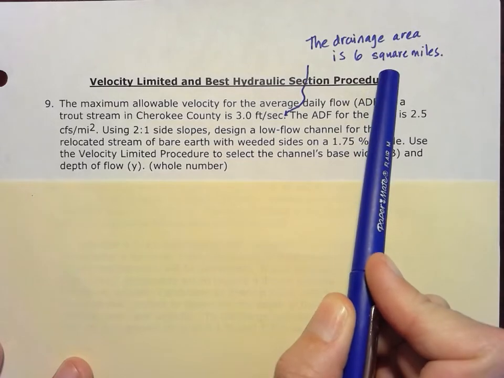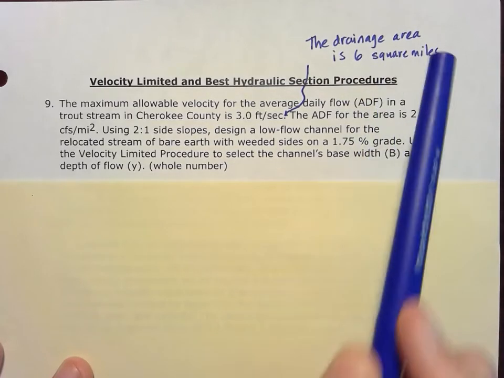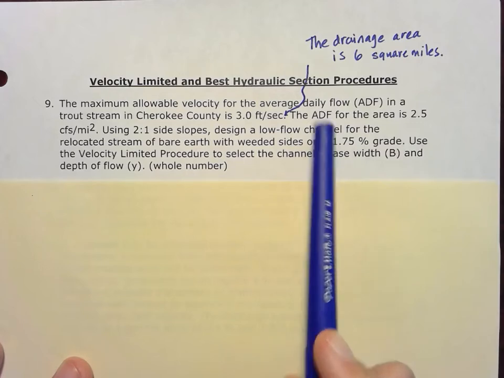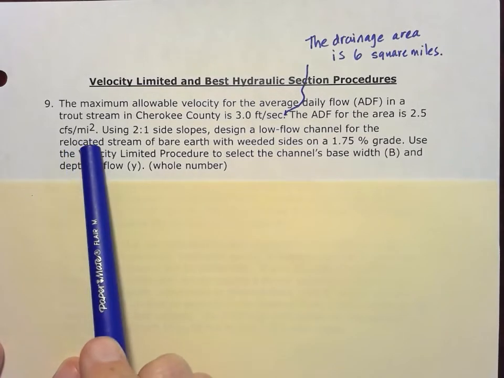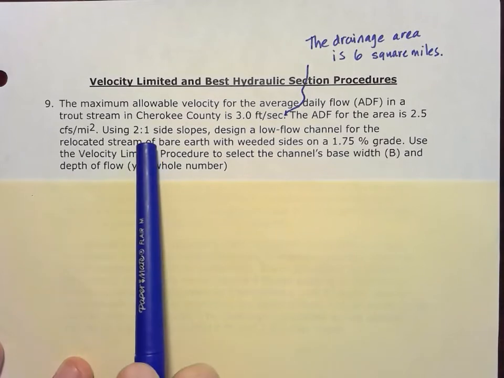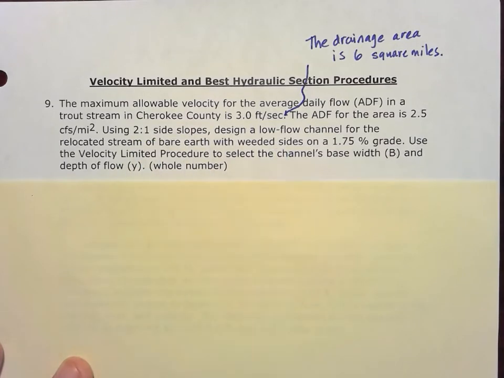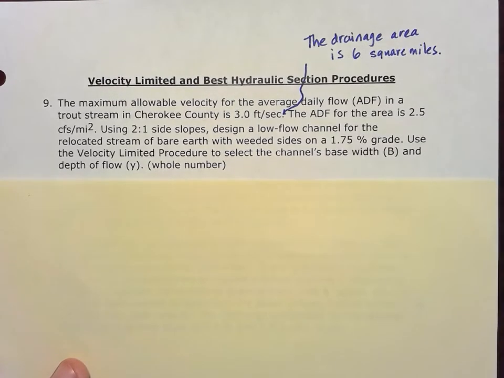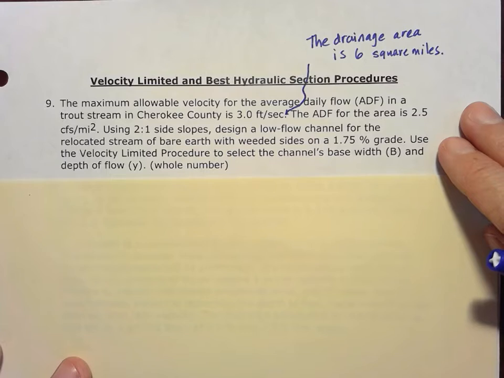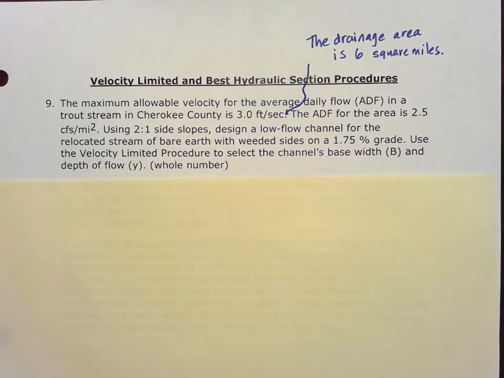That didn't make its way into the problem, but that is going to be important to us because we have an average daily flow for the area of 2.5 cubic feet per second per square mile. So we'll have to multiply those together to get our Q. We've got 2-to-1 side slopes, and we're designing a low flow channel for the relocated stream of bare earth with weeded sides on a 1.75% grade. And we're going to use that velocity limited procedure to select the channel's base width and depth of flow.